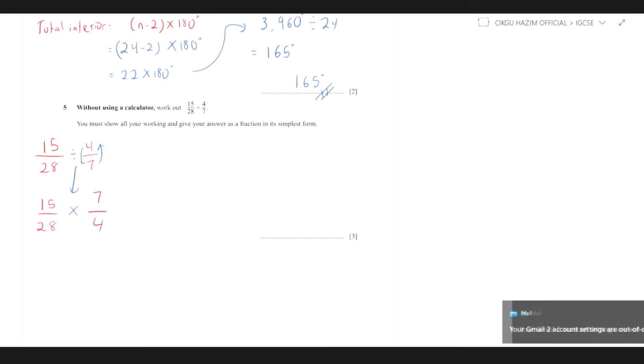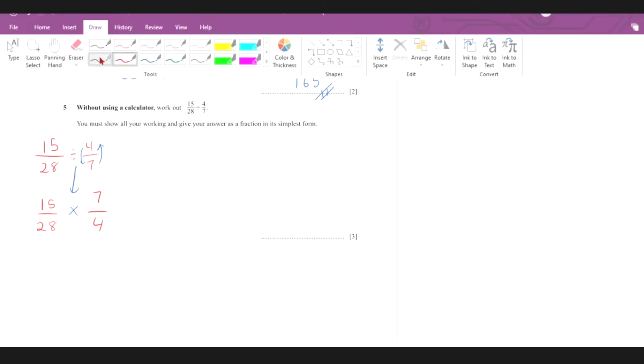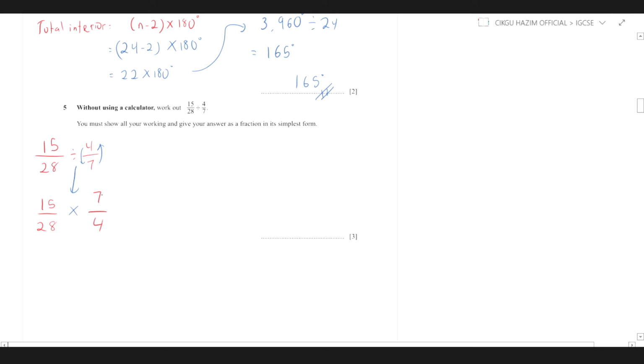Okay, and check whether you can simplify several things. You can see that 7 and 28 can be simplified, which is 7 divided by 7 is 1, 28 divided by 7 is 4. Alright, then we multiply as usual. It would be 15 over 4 multiplied by 1 over 4. Then we would have 15 over 16. Is there anything that we could simplify? No, so that would be it for the answer. 15 over 16, that would be the answer.